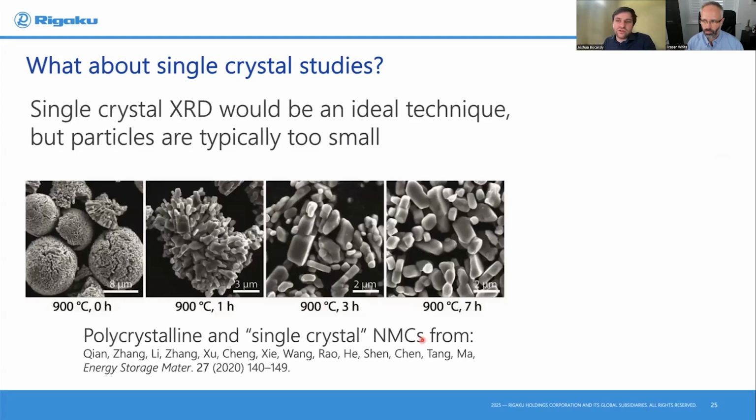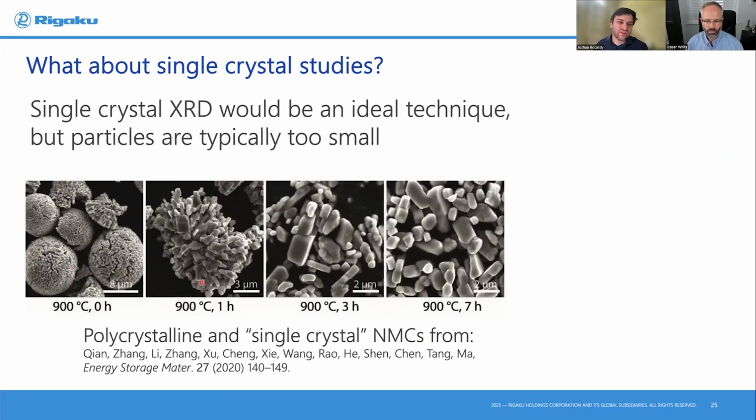Typical battery materials range in morphology, but here are some SEM images showing the kind of spectrum of what you could expect. On the left is what we call a polycrystalline battery material. And that term, polycrystalline, in the battery world means that there are individual particles, and each particle is made up of a lot of small crystallites with different orientations.